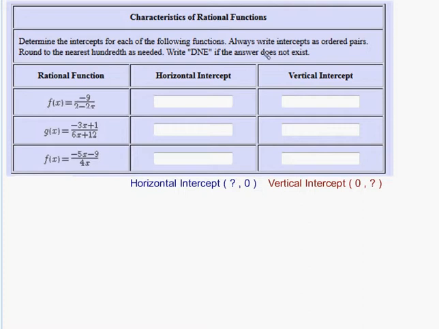In this problem, we are given several rational functions, and we are to find the horizontal intercept and the vertical intercept for each. Let me draw a coordinate axis to remind you that what we usually call the x-axis can oftentimes be called the horizontal axis because the line is horizontal. We do this because a lot of times our input variable isn't x. So to have a more generic name for the x-axis, we call it the horizontal axis.